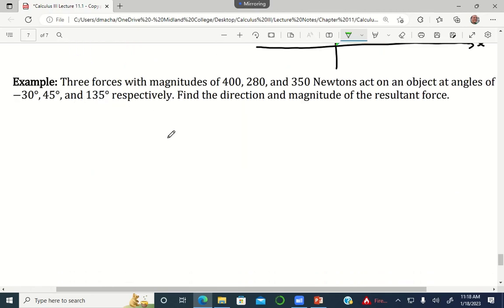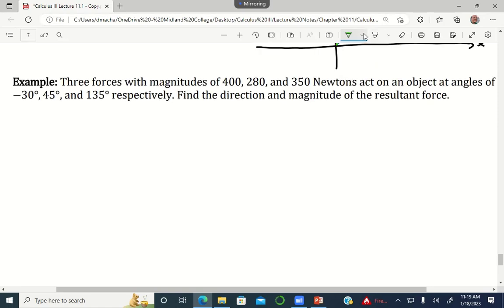Next example says 3 forces with magnitudes of 400, 280, and 350 newtons are going to act on an object at angles of negative 30 degrees, 45 degrees, and 135 degrees, respectively. And it wants you to find the direction and magnitude of the resulting force. And so in physics, we call this a free body diagram. In a free body diagram, in a physics class, you're going to draw your little object.